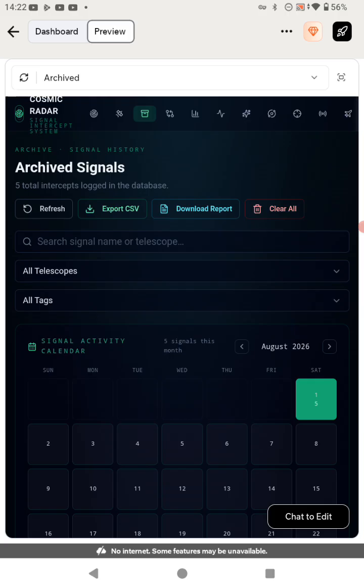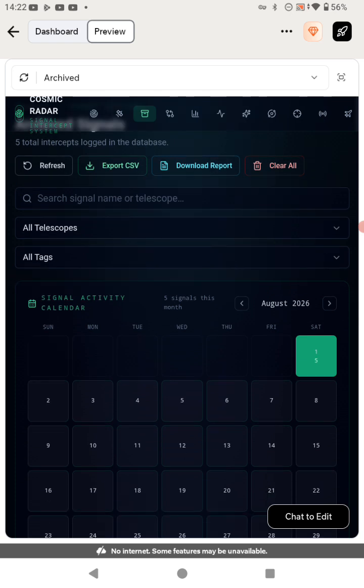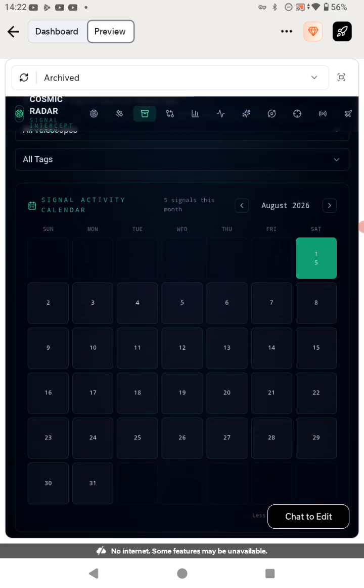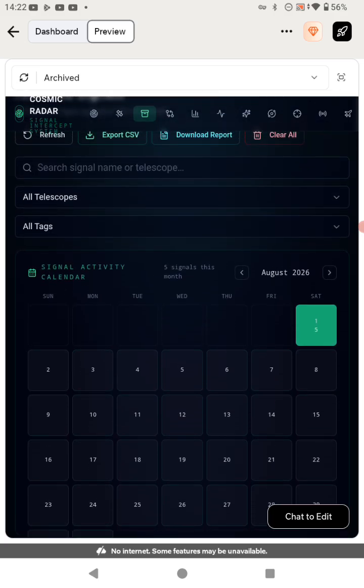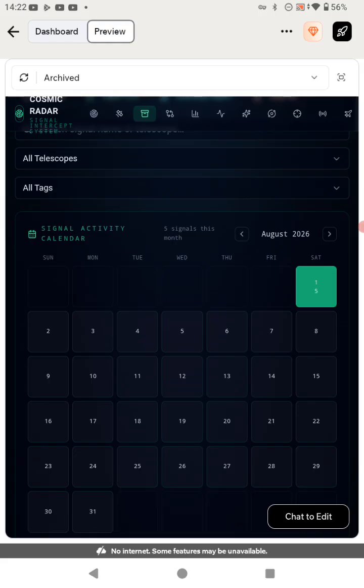Okay, let's see, this took a little bit longer. Now this is the Archived Signals page. Now as you can see, it says download report. It will automatically download into a PDF file. So that way, okay, what do we have under there? Anything? What about here?